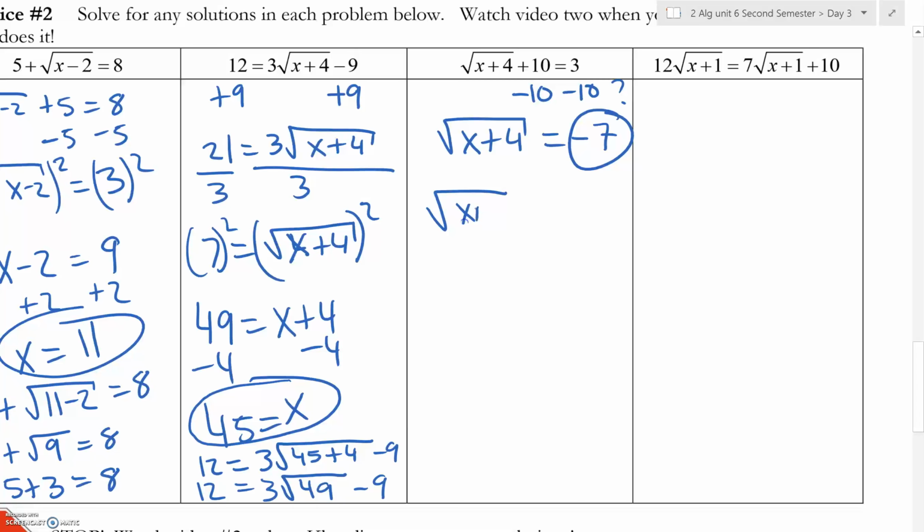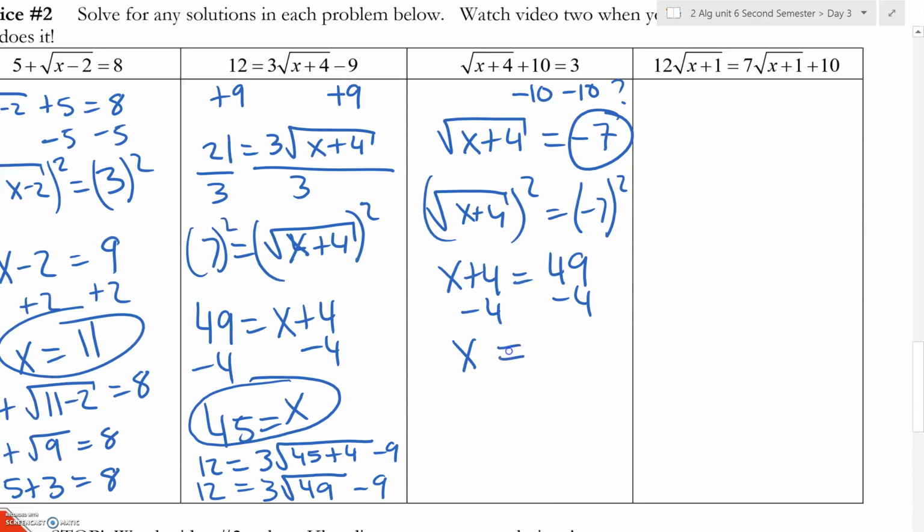We can take x plus 4, we can square it. We can take negative 7, and we can square that as well. So we would have x plus 4 equal to 49. By subtracting 4, we would see that x might equal 45. And this would be the best possible wrong answer. So if you got 45, you did great. Unfortunately, what we have here is an extraneous solution. And I'm going to show you a couple of different things.